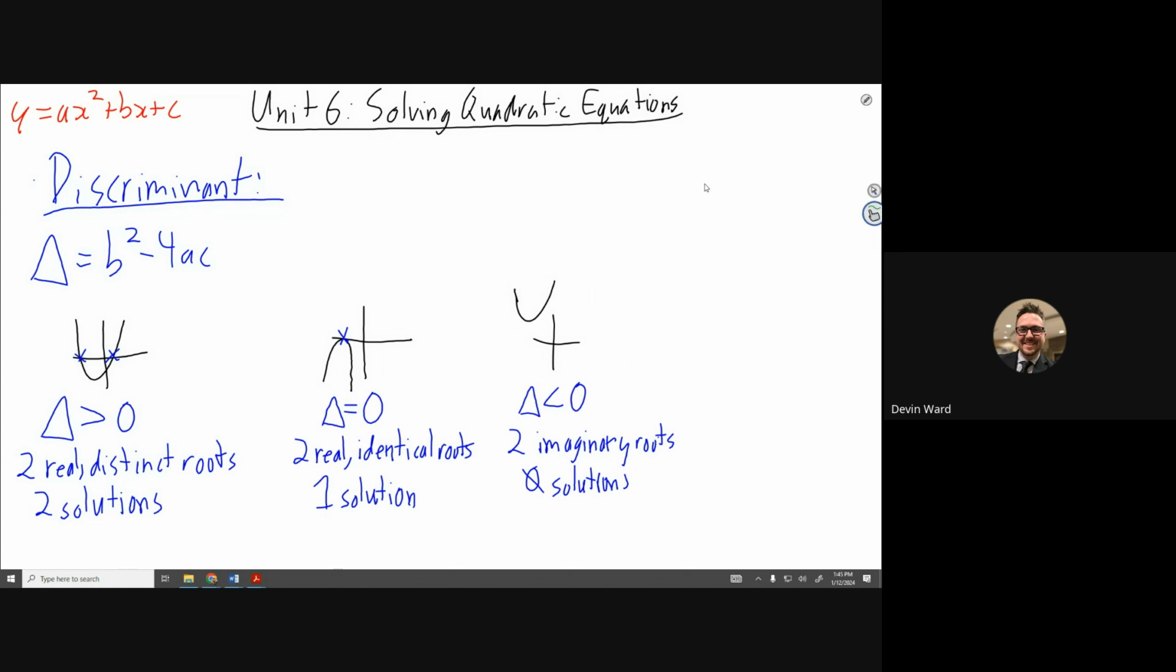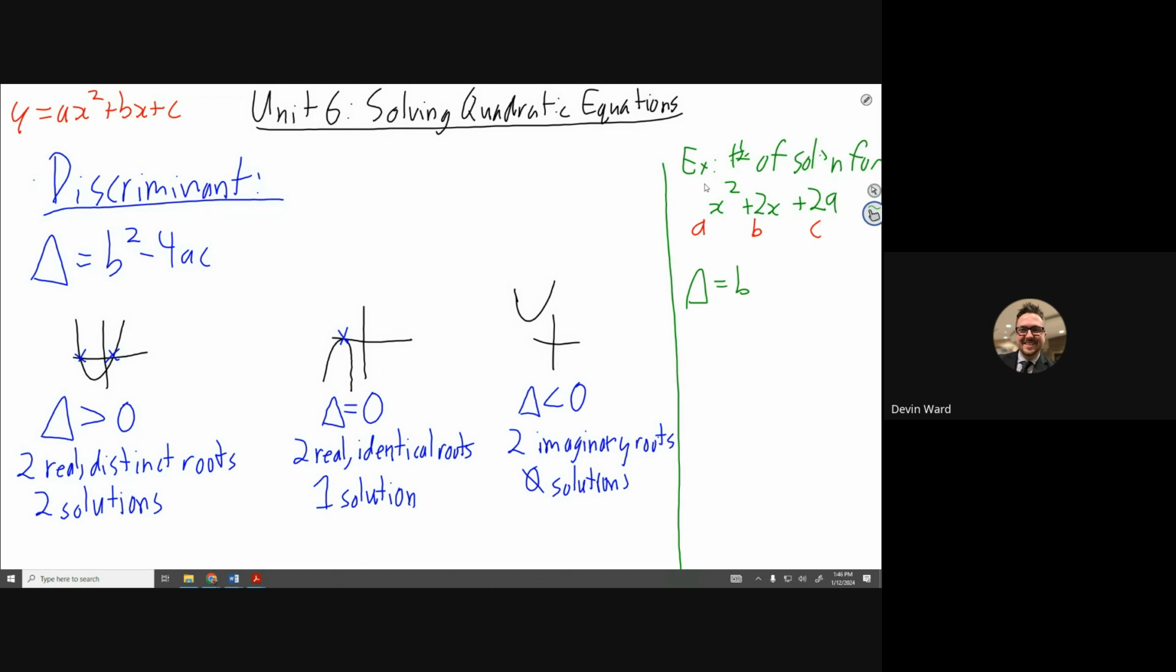So let's do something like this. I want to find how many solutions there are for x squared plus 2x plus 29. Okay. I have x squared plus 2x plus 29, so my A is 1, my B is 2, and my C is 29.